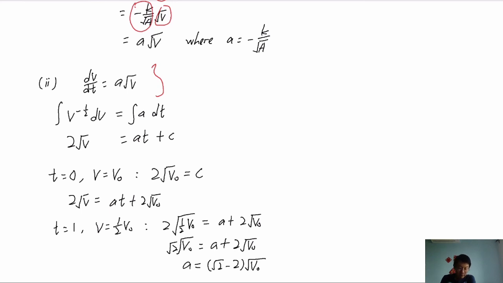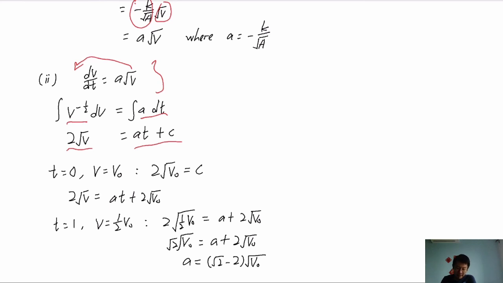For that, we can move the root V to the left hand side. We get V to the power of negative half dV, which we need to integrate. And for the right hand side, we only have A, the constant, to integrate with respect to t. So for the left hand side, after we integrate, we get 2 root V. And for the right hand side, we get At plus C. After that, by using the values given, initially, meaning when t is equal to 0, the volume is given by V naught. V naught is the volume of the tank when it is full.